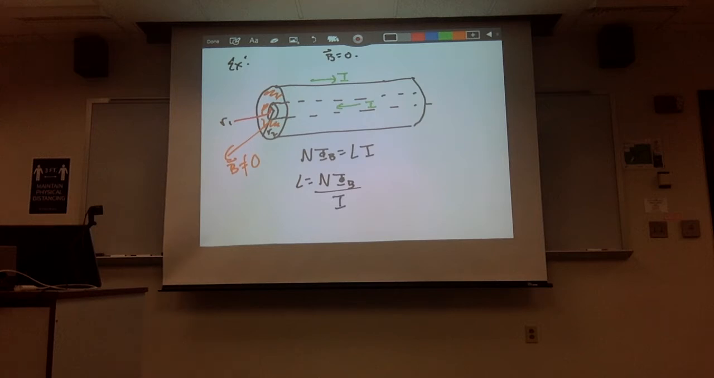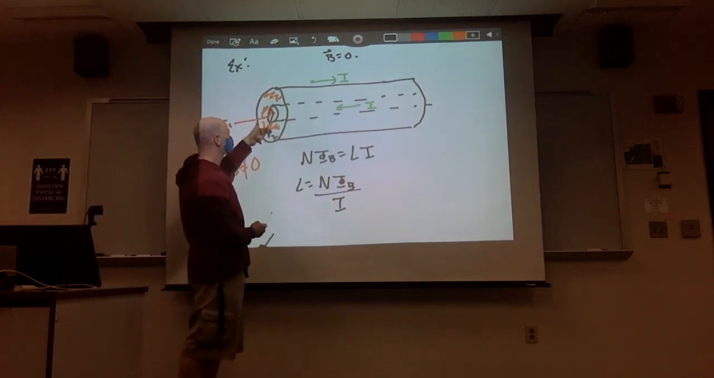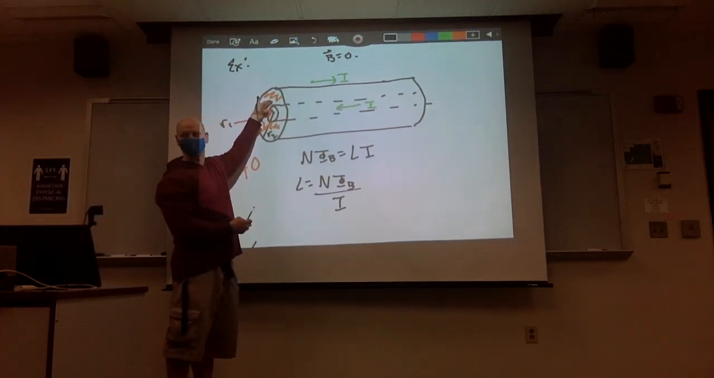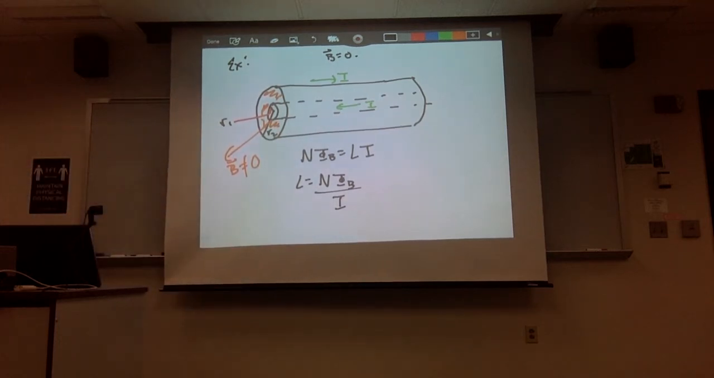So the first thing we're going to have to do is calculate the magnetic flux in the region where I have a non-zero magnetic field, which means in between these two conductors. So that's the first thing we're going to have to do. So let's look at that first.